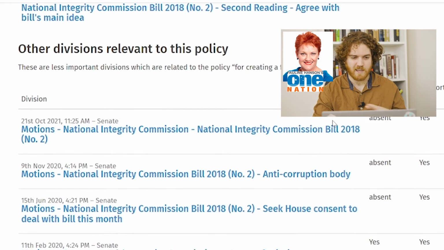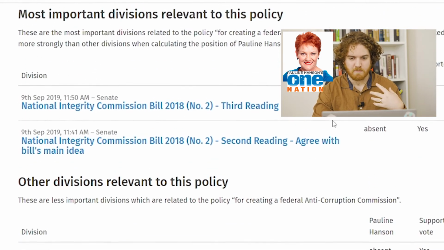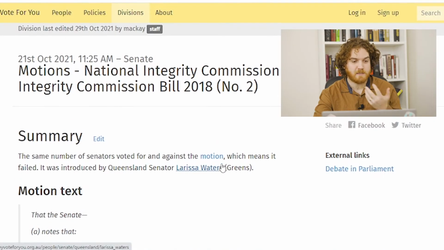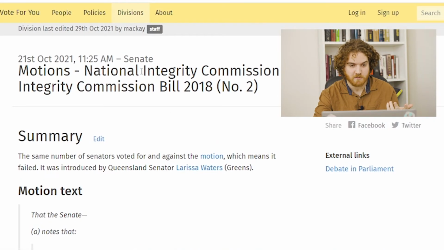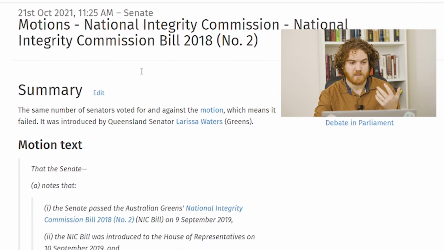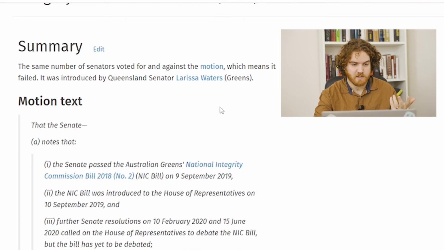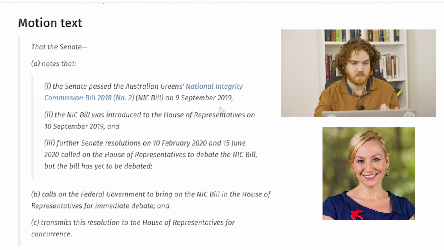So you can see how there's that for and against, but also she was absent from a few votes. However, we can see more recently in the Senate in 2021, a motion for a National Integrity Commission, an actual bill, was introduced by another Greens member, Larissa Waters.